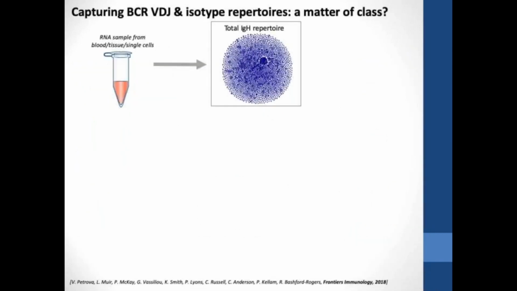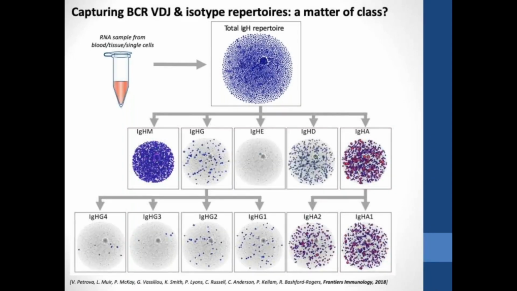So what we have is a system where we can take RNA from a sample of blood, tissue, or single cells, and we can perform a single RT-PCR where we can essentially get a total B cell receptor repertoire. And this is a representation where each dot represents a unique VDJ sequence. The size of the dot represents the relative frequency that we see in the sequencing data, and edges are created between dots that differ by one nucleotide. But what we can do with this data is actually split it up according to isotype, so we can look at an isotype-specific profile as well.